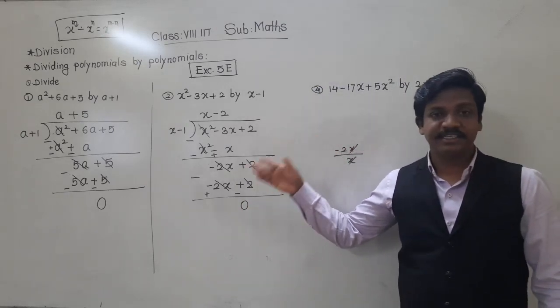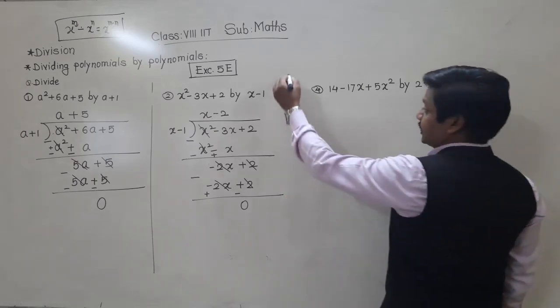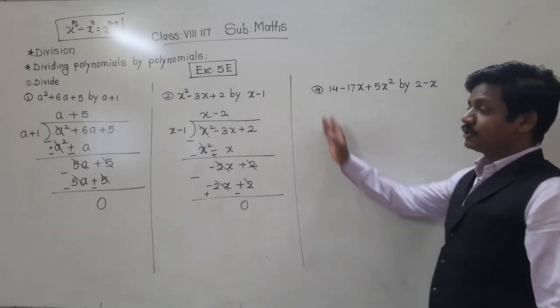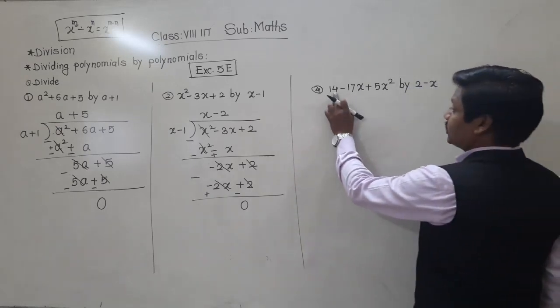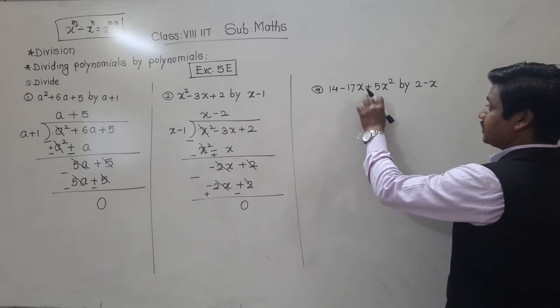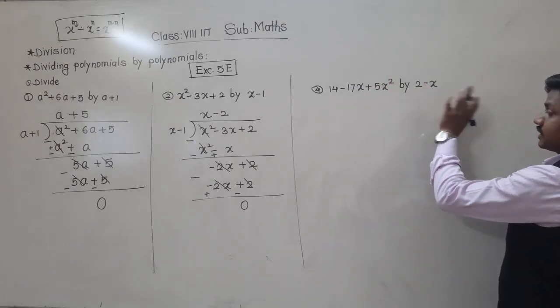You can verify the answer using the division algorithm. Understood? Now see the next, the fourth one. The third one you have to do by yourself. See example number four: 40 minus 17x plus 5x square divided by 2 minus x.